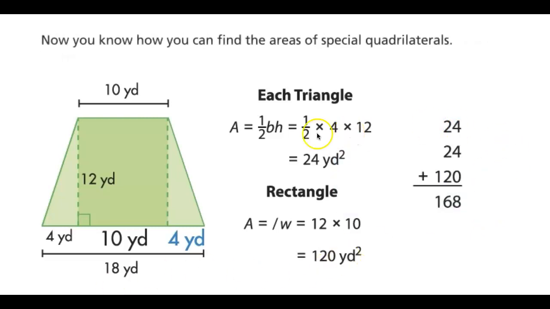So we could add all the different shapes, the triangle, the rectangle, and another triangle. So the triangle is 24, but there are 2 of them, so we add 24. And the rectangular shape is 12 times 10, 120. So we added it up, it is 168 square yards. So that's example 1. Let's look at example number 2.